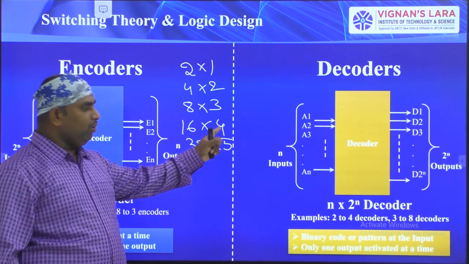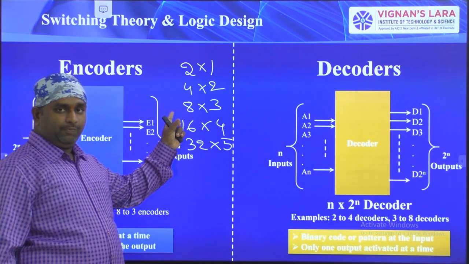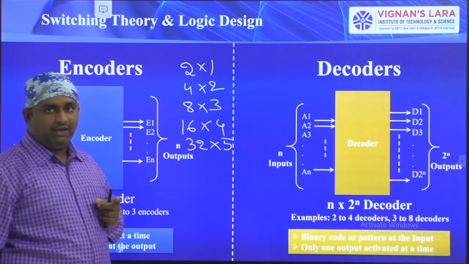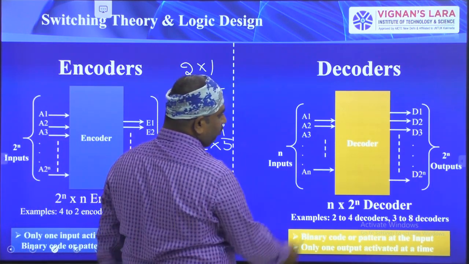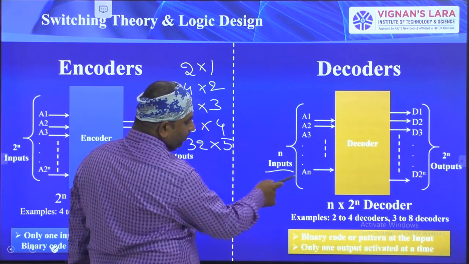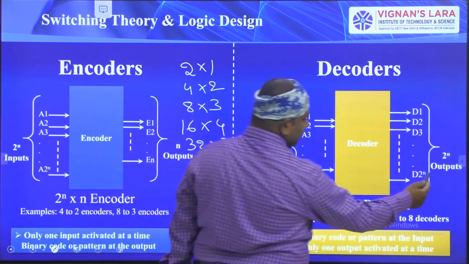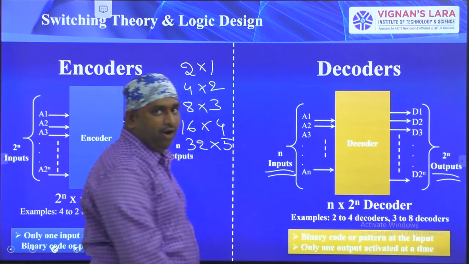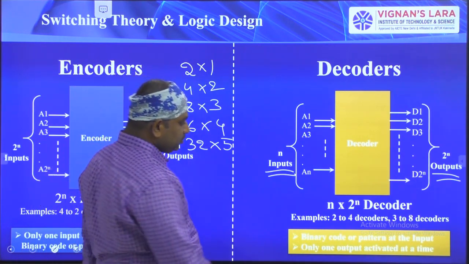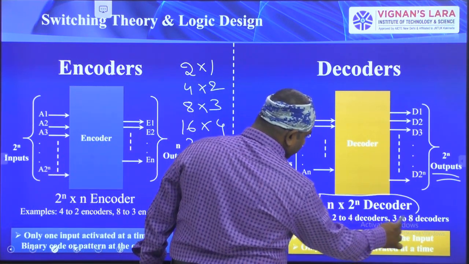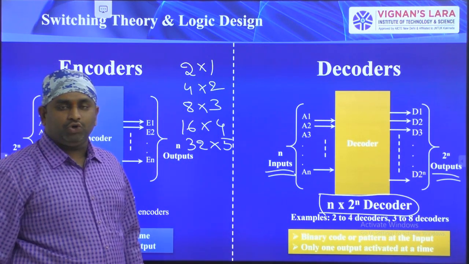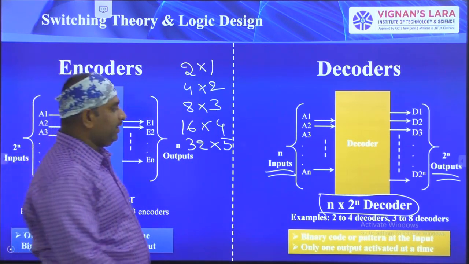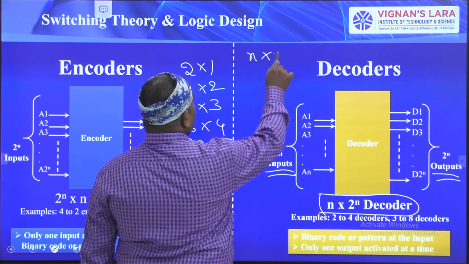16 inputs are available, 4 outputs are available. 8 inputs are available, 3 outputs are available. In the same way for the decoder also, see here, how many inputs do we have? N inputs. And how many outputs do we have? 2 power n outputs. So the decoder is generally represented as an n by 2 power n decoder.